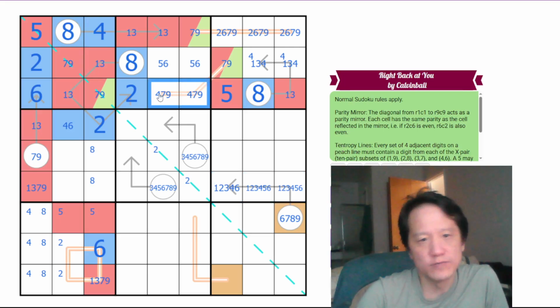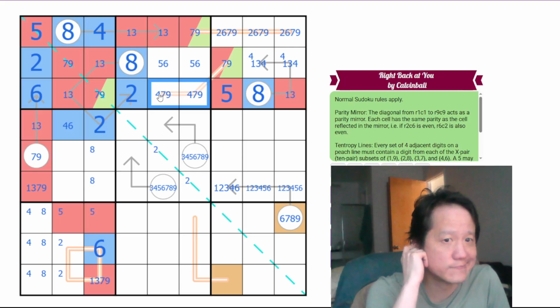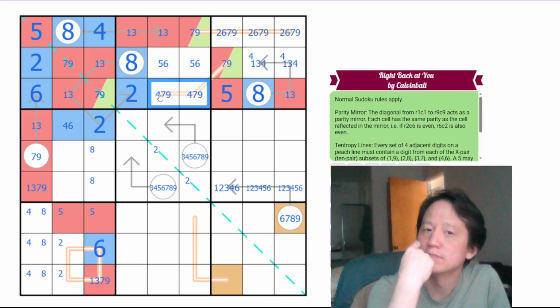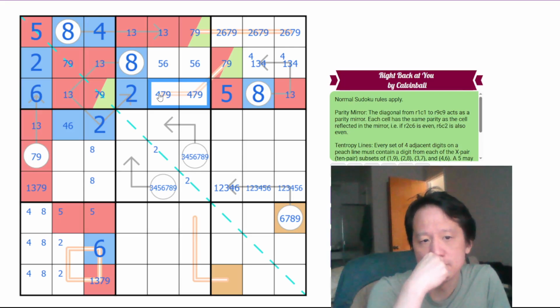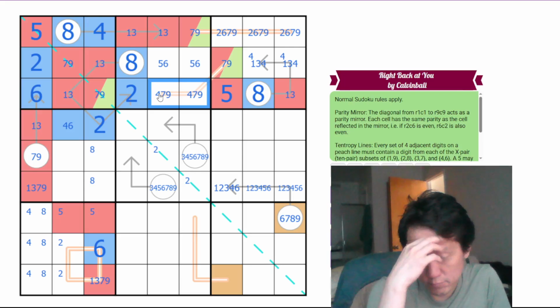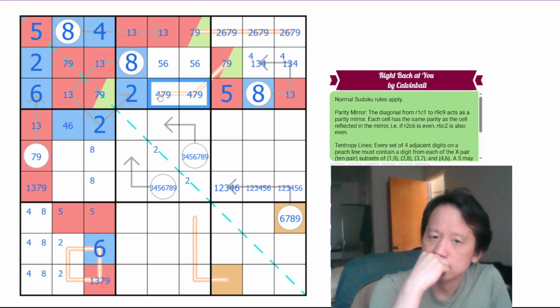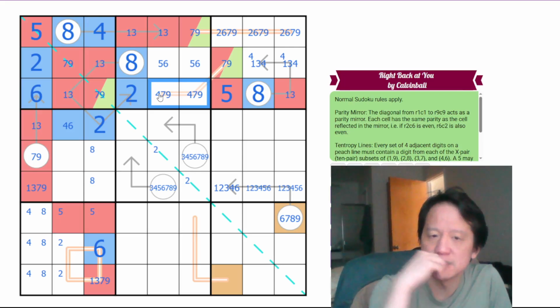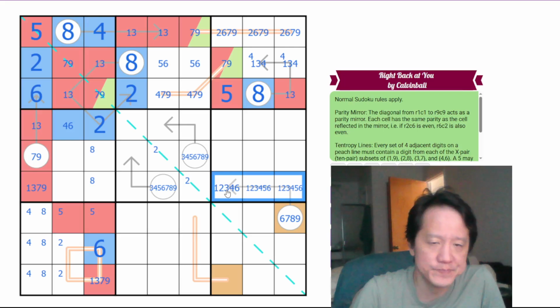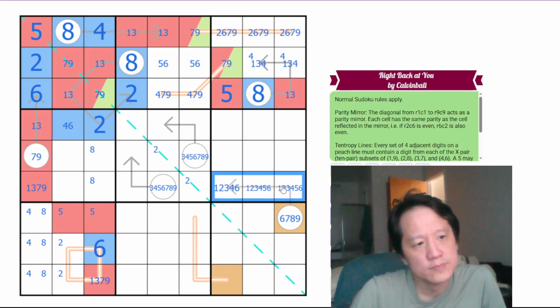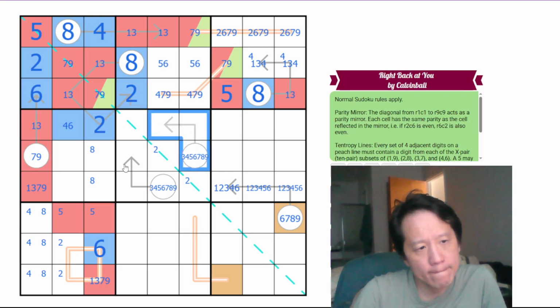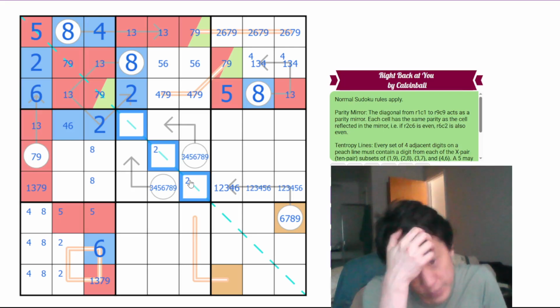This pink matches one of these pinks. What does that tell us here? I'm not sure. We know there's 2 evens and 1 odd on this diagonal. That's all we know, though.